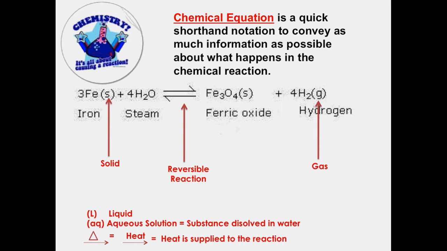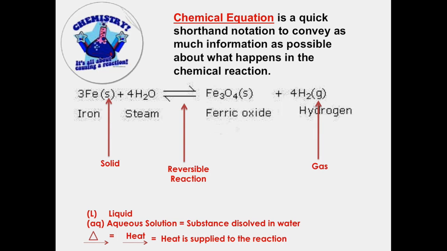A reversible reaction is a reaction that can work from reactants to products and vice versa, from products to reactants. Also in this reaction, we are using S for indicating the state of a solid as in iron, L for liquid, G for gas as it is in hydrogen. And when we have a substance dissolved in water, we call it an aqueous solution and we use AQ.